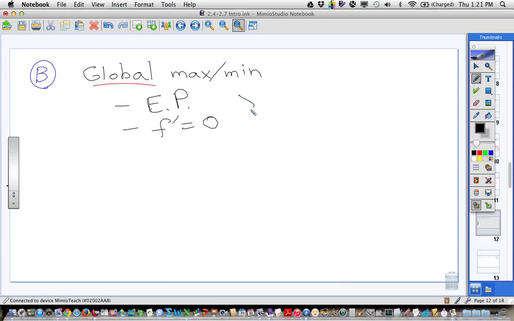Now, we're going to call these our candidates. Right? These are the places that the high and low can be. These are the places that the global max and min might be. To tell which one's the highest and which one's the lowest, we're going to make a list of candidates. I usually just abbreviate it LOC. We're just going to do a list of candidates. That means plug them back into the original function.